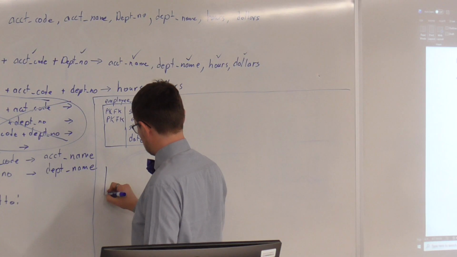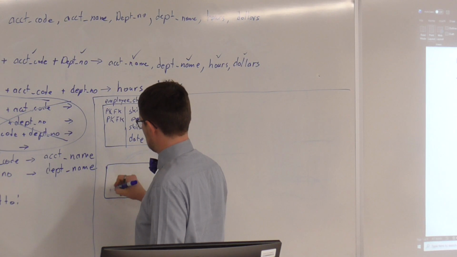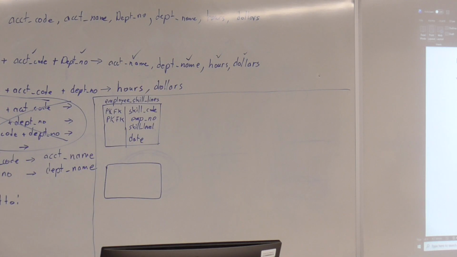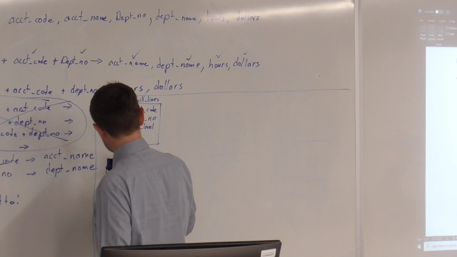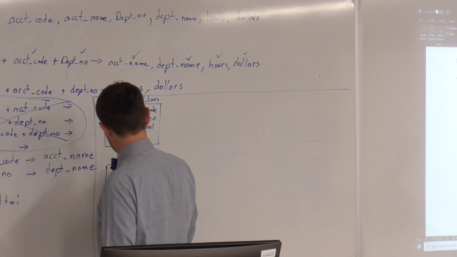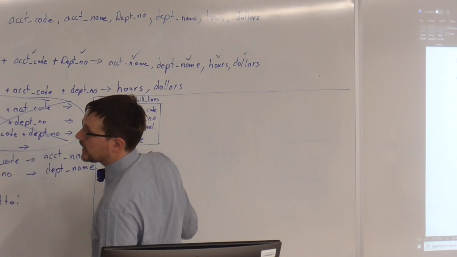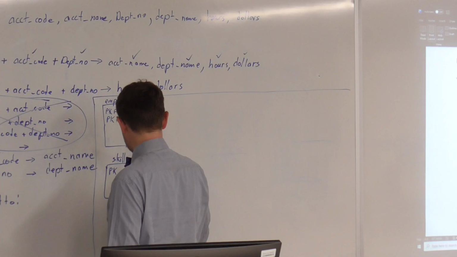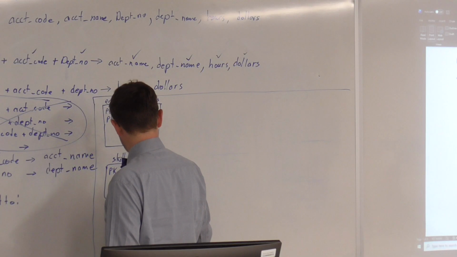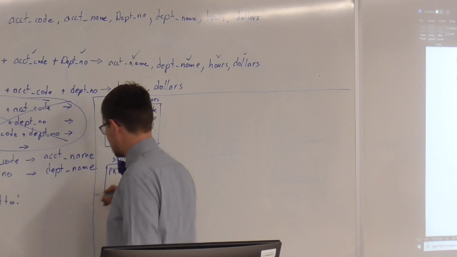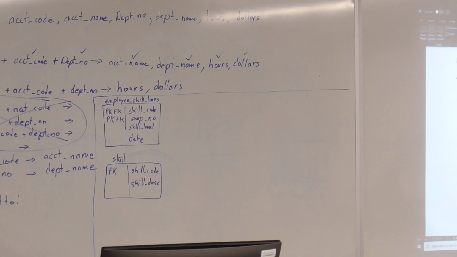Next, we've got skill code. We'll call this the skill table. We've got primary key skill code. Is that also a foreign key? And skill description. Perhaps we are unclear as to whether that's a foreign key. So, no, that's not a foreign key, right?